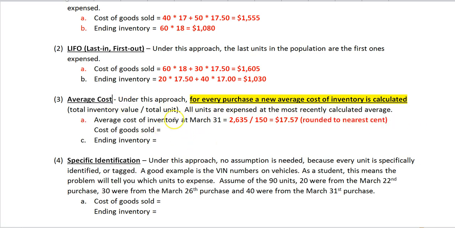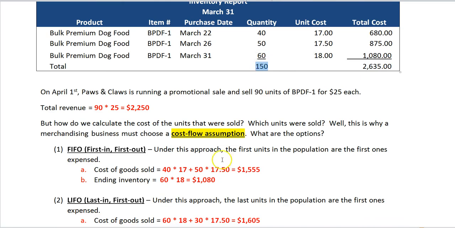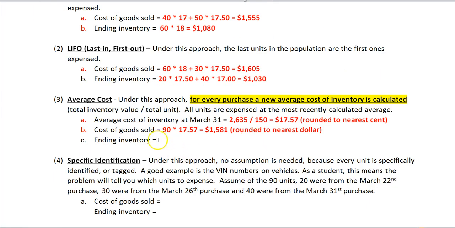Now, on average, everything's done at average. So cost of goods sold will be the number of units we sold times the average cost, and the ending inventory will be the number of units left times the average cost. We sold 90 units, 90 times 17.57 equals 1,581. The ending inventory: we had 150 units, we sold 90 of them, so we have 60 units left. 150 minus 90 is 60. 60 times 17.57 equals $1,054.